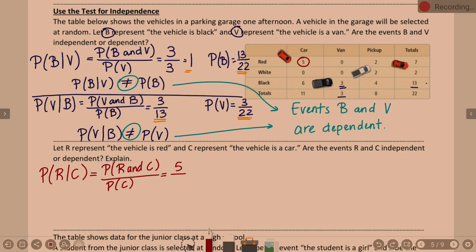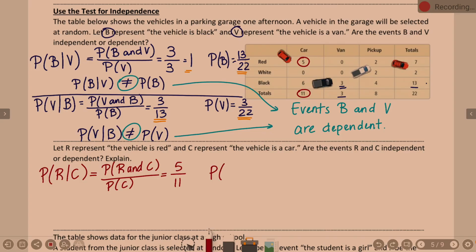Over probability a vehicle is a car. How many cars do we have? 11. Yeah, I looked at the wrong one. Okay, that's fine. 5 out of 11, does it reduce? No. What are we going to compare this to for our independence test?